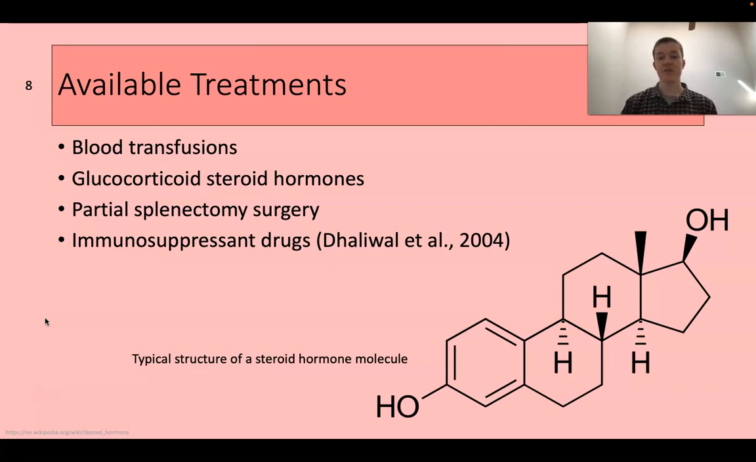And then lastly, immunosuppressant drugs can be prescribed, which reduce the strength of the patient's immune system if the immune system is accidentally targeting healthy red blood cells and tagging them for destruction by macrophages.